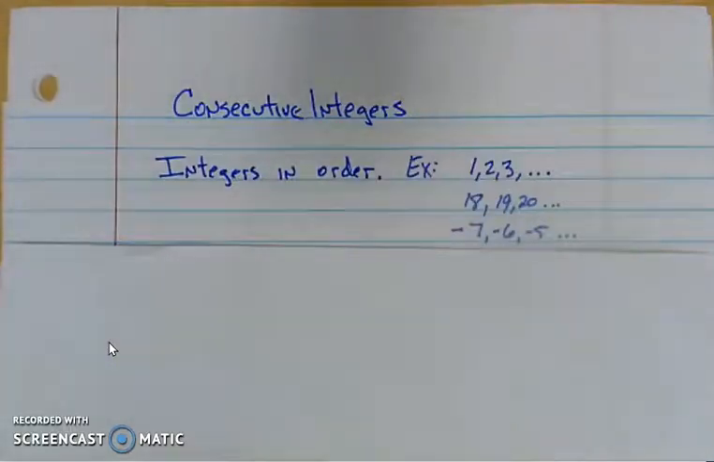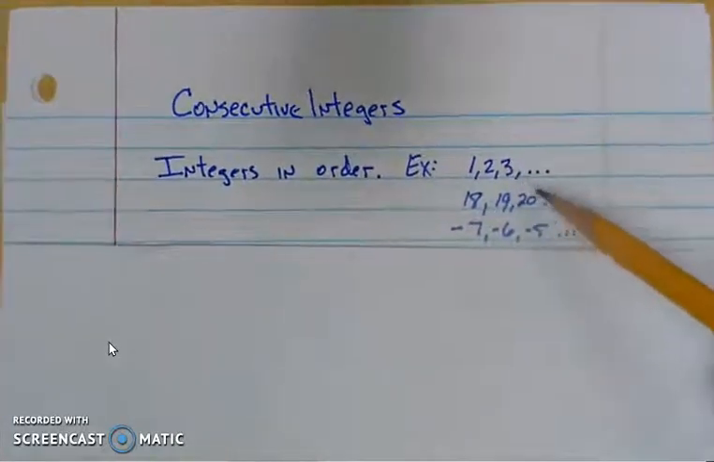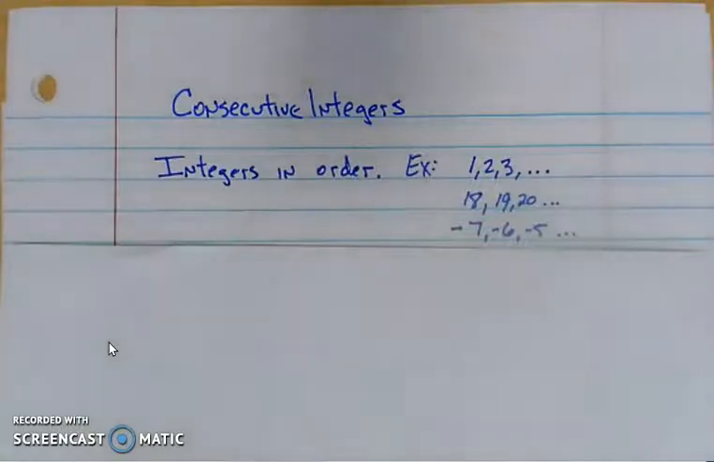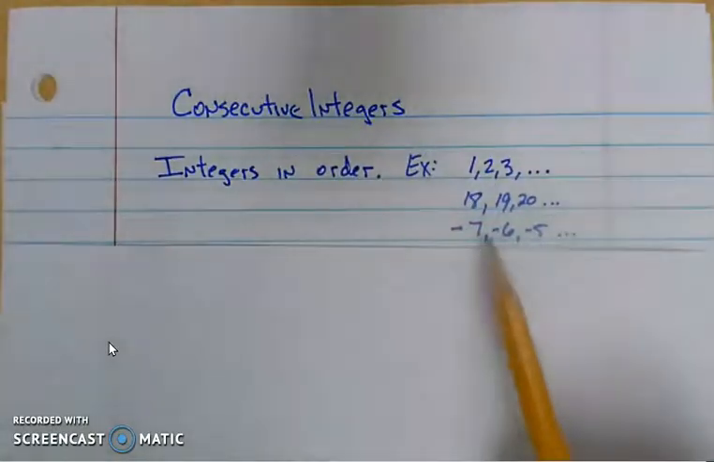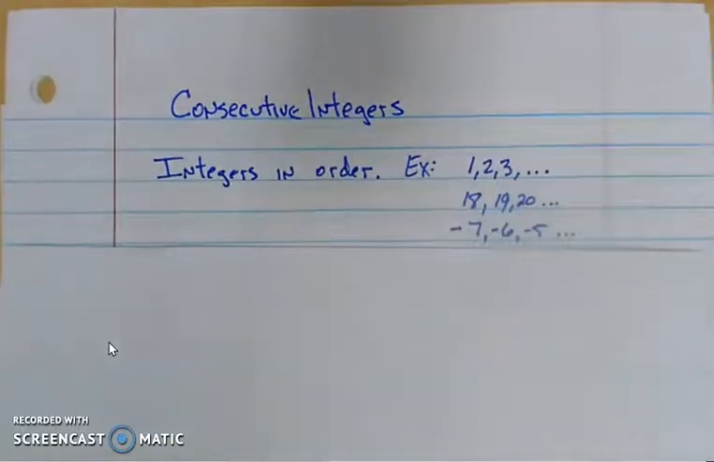We're going to be reviewing quickly some consecutive integers. Of course, by consecutive integers, I'm talking about integers that are in order. And here's a few examples of them. You got your simple basic 1, 2, 3, 18, 19, 20, negative 6, negative 7, negative 6, negative 5. These are all integers that are in order.